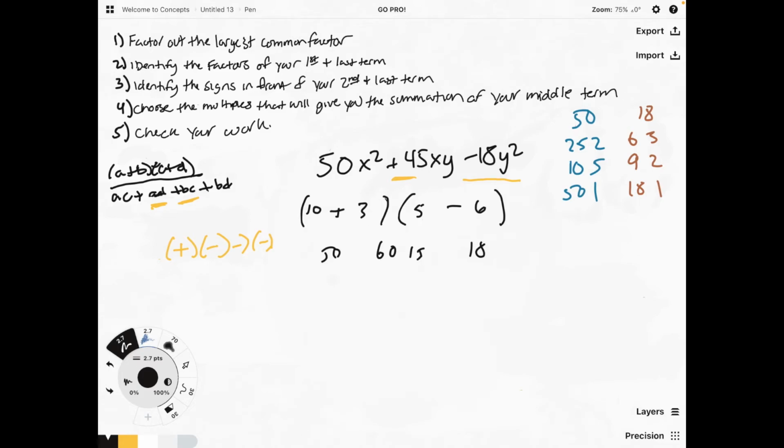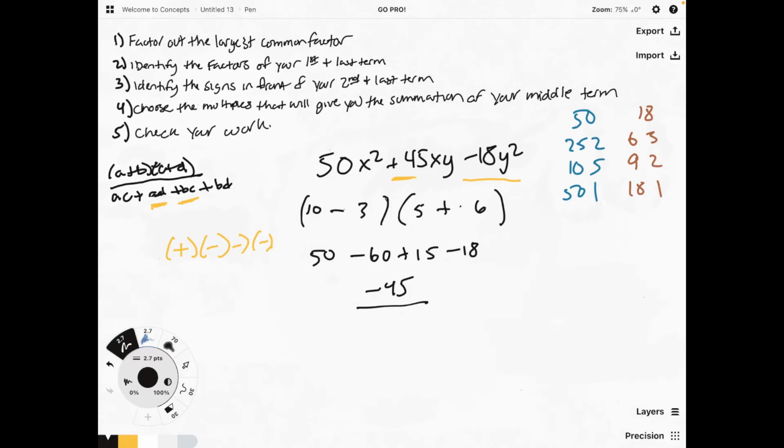Now what we need to do is really do the problem in full. 10 times 5 is 50. 10 times negative 6 is negative 60. 3 times 5 is a positive 15. And then 3 times 6 is your negative 18. We get a minus 45. We know, again, this is not right, which tells us that these signs need to be switched. If that's the case, we are going to delete this sign, and we're going to delete this sign, and we are going to make a minus and a plus.